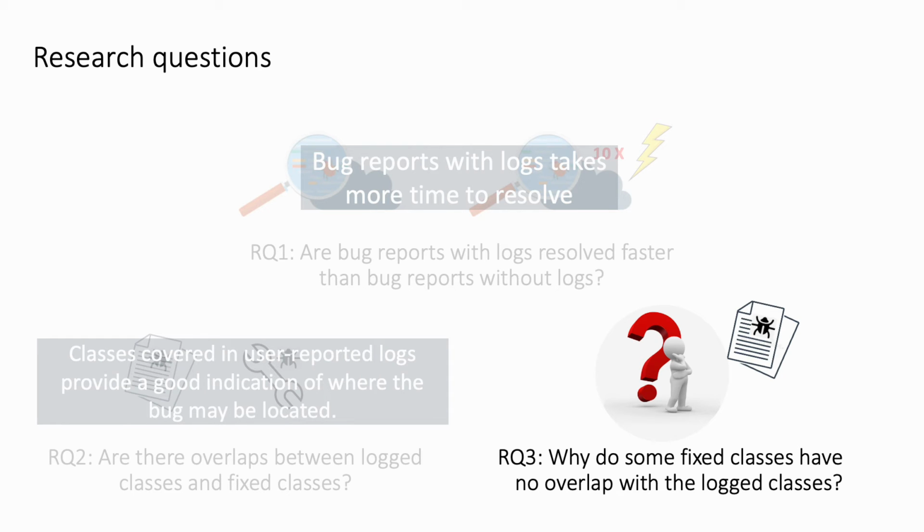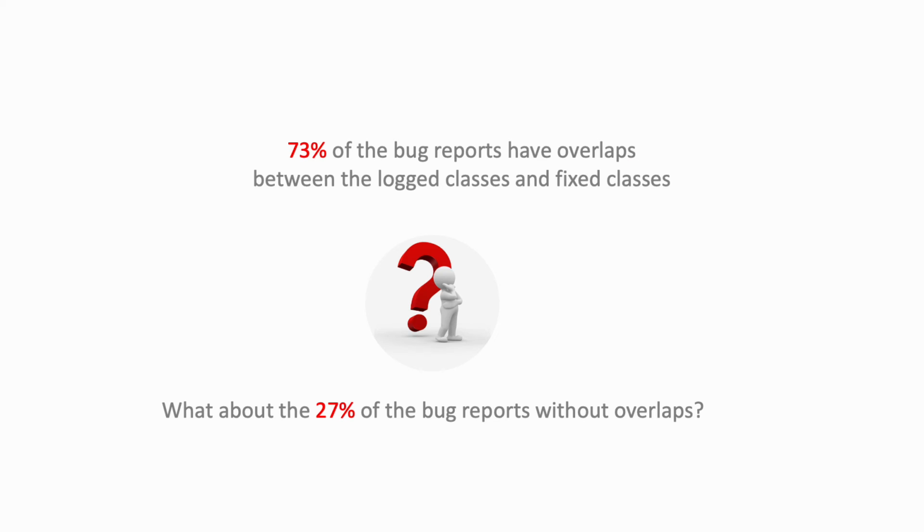We continue with the third research question. Why do some fixed classes have no overlap? As we saw in research question number 2, 73% of the bug report have overlaps. Now, we're interested in the rest 27% to understand why there is no overlap.